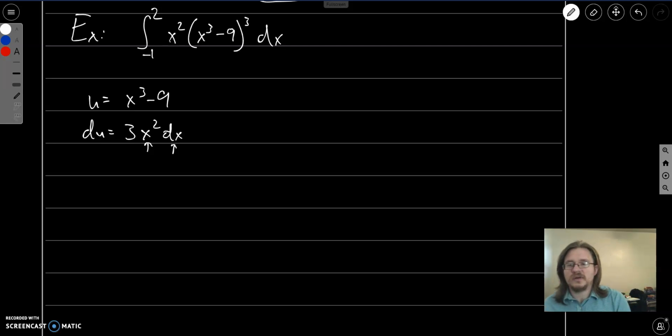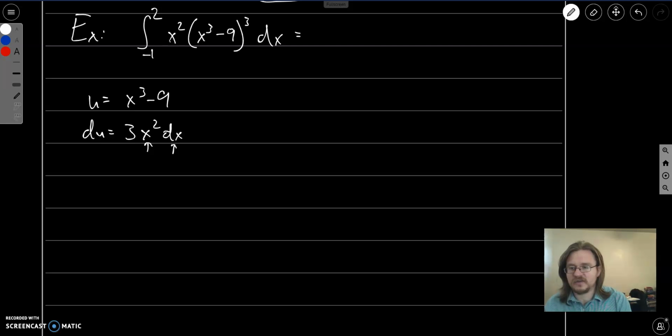The one thing I'll mention though is that this is a polynomial, x cubed minus 9, and I could raise that to the third power. So I could just take x cubed minus 9 times x cubed minus 9 times x cubed minus 9 and FOIL that out forever, and then multiply everything by x squared, and I could just have a big giant polynomial, and that would be reasonable to take the integral of as well. However, it's going to be a lot of extra work. So I'll use the u-sub to make this a bit shorter.